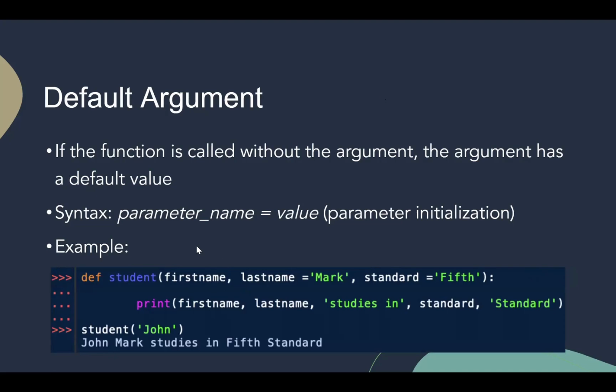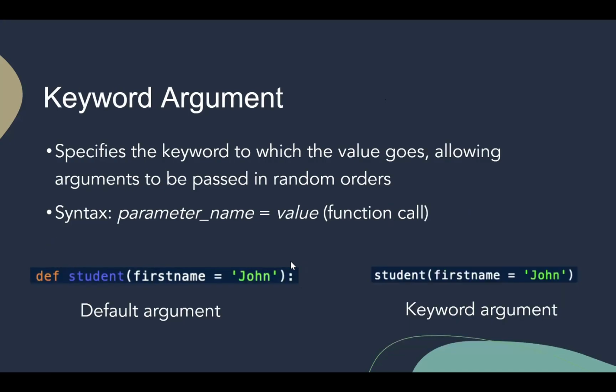So for example, let's go back to this example here. What if we wanted to call this function student, but only give the first name and the standard, right? We don't want to put last name equals none, because then it'll take last name equals none as an input, right? So what we can do is use a keyword argument and define that when we call the function.